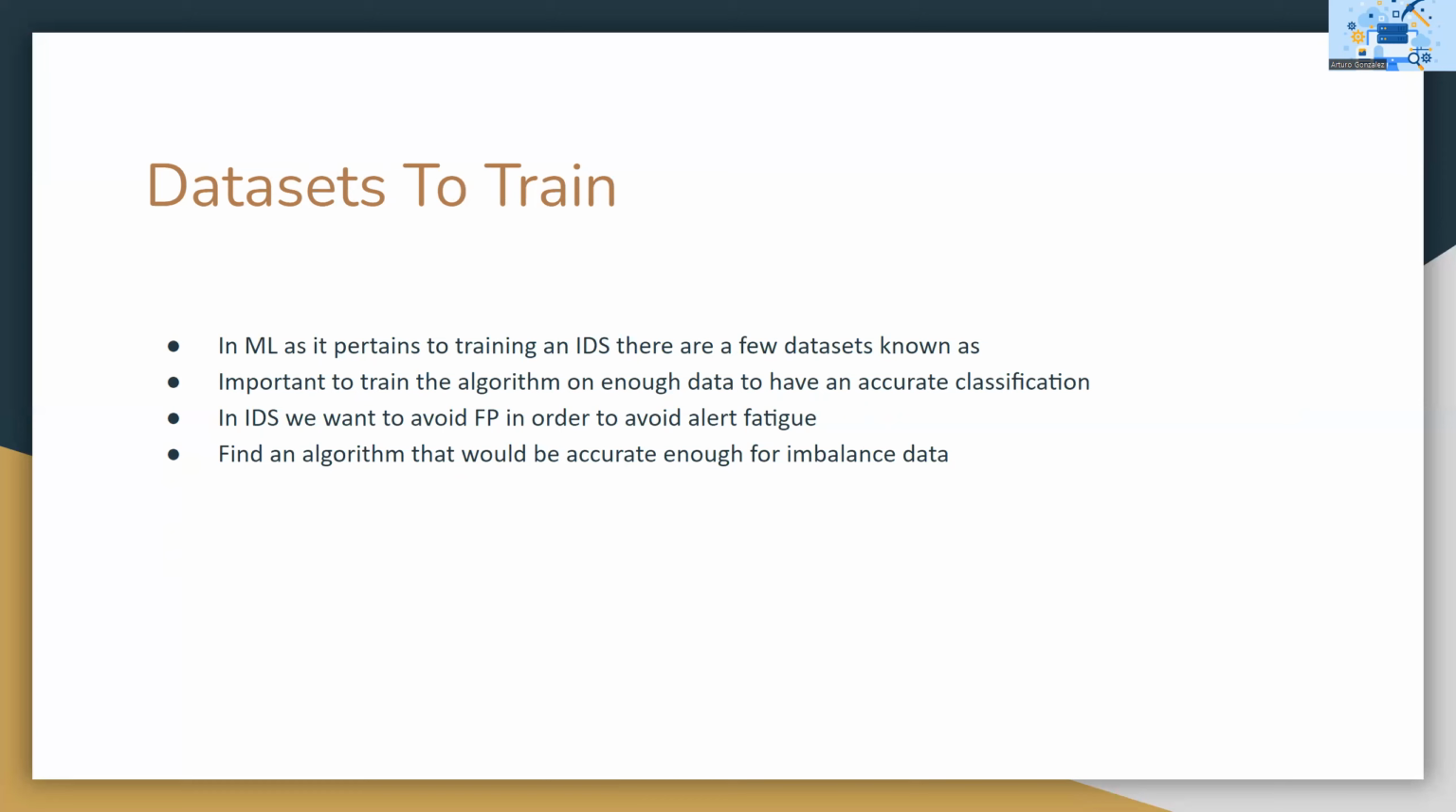And obviously, you want to avoid the false positives to avoid that alert fatigue. And we would have to find an algorithm that's accurate enough for imbalanced data, because there can be a lot more normal traffic than there is going to be anomalous traffic. But that little bit of anomalous traffic that you'll find can be enough to take down your organization.